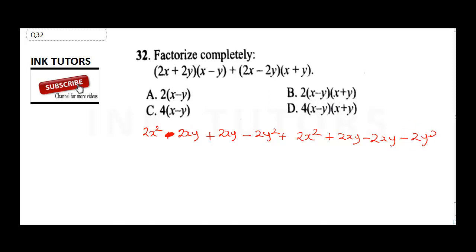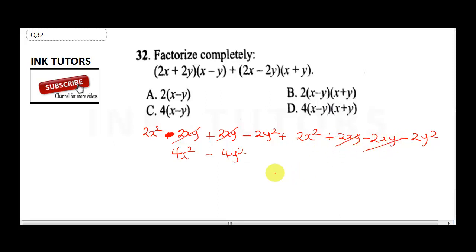Okay, so from here we have 2x squared here and 2x squared here. Collecting like terms, that gives us 4x squared. Then we have minus 2xy plus 2xy, which cancels out because it's 0. We have minus 2y squared minus 2y squared, which gives us minus 4y squared. And 2xy minus 2xy cancels out, giving us 0.